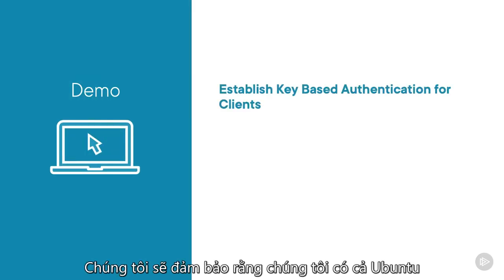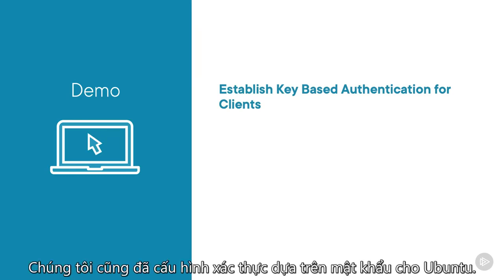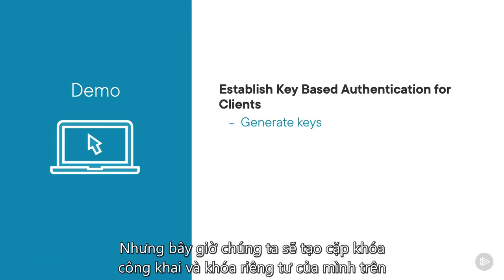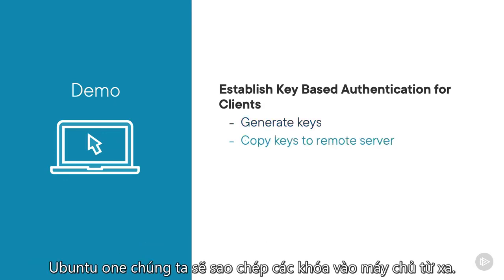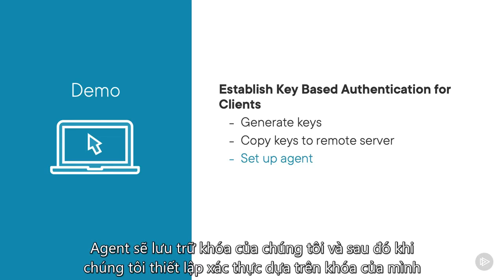We're going to make sure that we've got both Ubuntu 1 and Ubuntu 2 up and running. We've already configured password-based authentication for Ubuntu 2. But we're now going to generate our public key and private key pair on Ubuntu 1. We're going to copy the keys to the remote server, Ubuntu 2. We're going to set up our SSH agent to cache our keys.